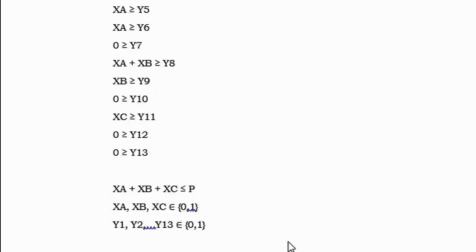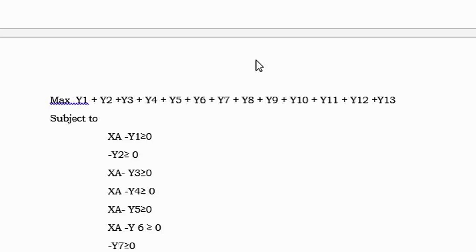Another constraint we have to put together is XA plus XB plus XC is less than or equal to P. And then we have the integer constraints: XA, XB, XC are elements of 0 and 1, and all y sub 1 up to y sub 13 are elements of 0 and 1. We have the final formulation of this problem.